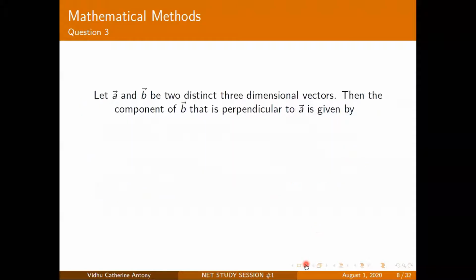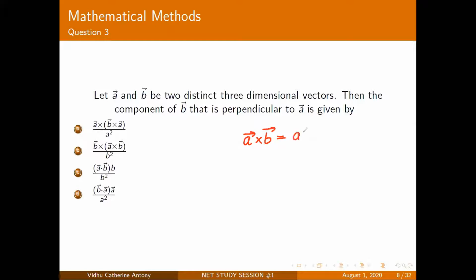Okay, so let's look at this question. Let A and B be 2 distinct 3-dimensional vectors. Then the component of B that is perpendicular to A is given by. This is a problem from your vector algebra section, so it's pretty simple. Let's say you have 2 vectors A and B. Let's take their cross product, and you have AB sine theta n cap. After that, you take a dot product.